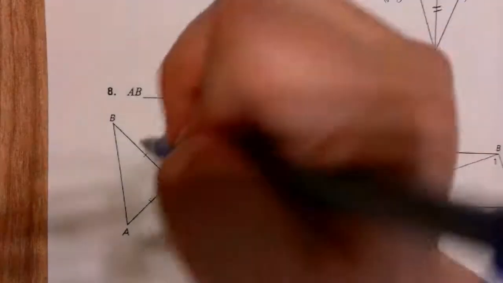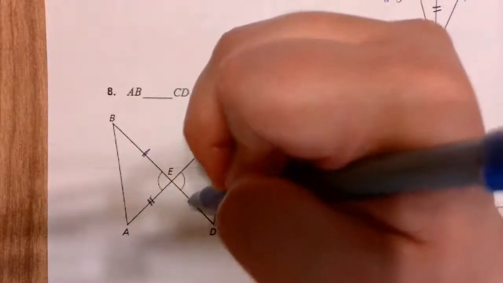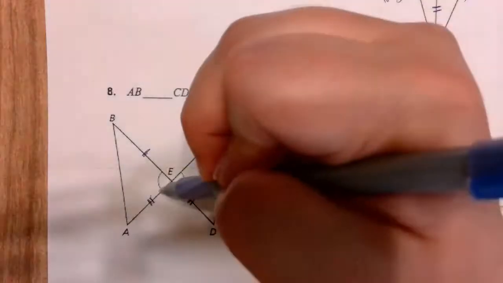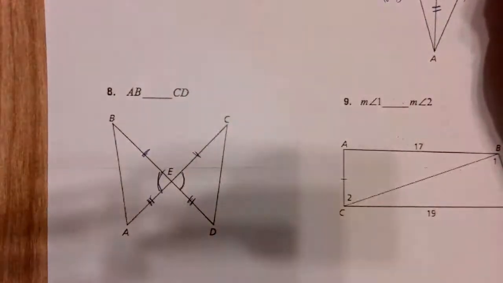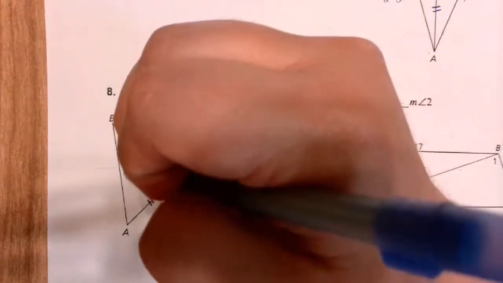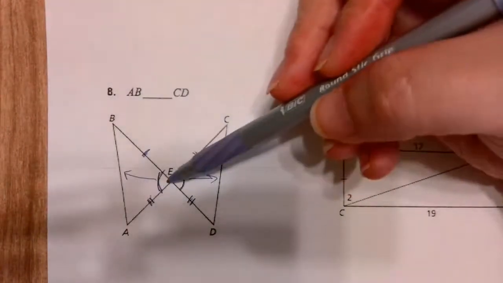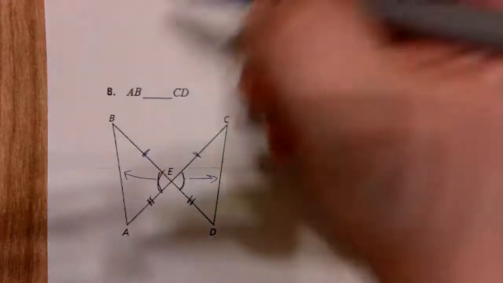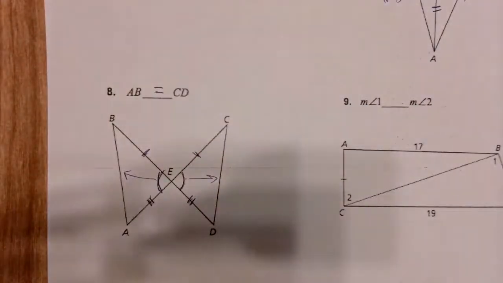AB and CD. 1 tick mark, 1 tick mark, 2 tick marks, 2 tick marks. Hey, look, we have vertical angles. So this angle and this angle are congruent. So what does that mean about the sides opposite them? These two triangles by side, angle, side are exactly the same. They are congruent, so AB is equal to CD.